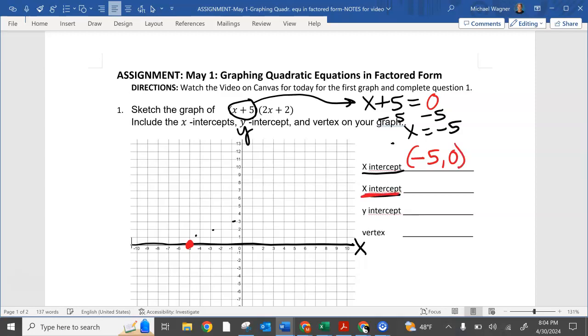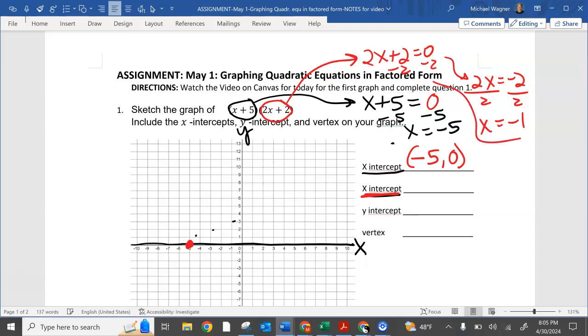Now we're going to do this one here. We take this right here, and 2x plus 2 equals 0. So minus 2, and then we get 2x equals -2, divided by 2, x equals -1. So that's going to go down here. We get -1 right there. So those are the x-intercepts, and the y is 0.